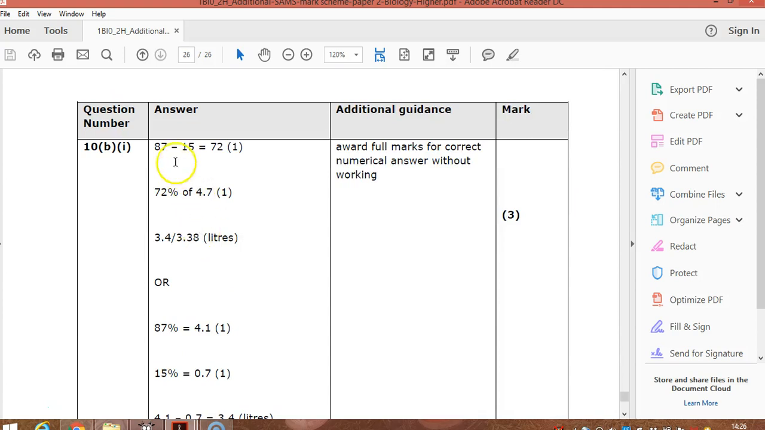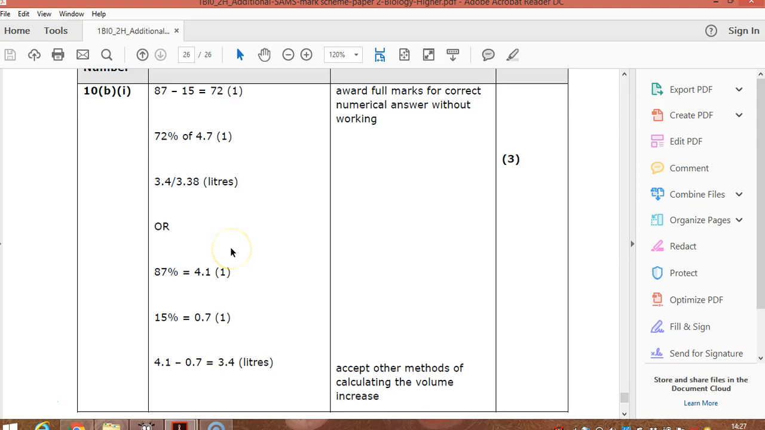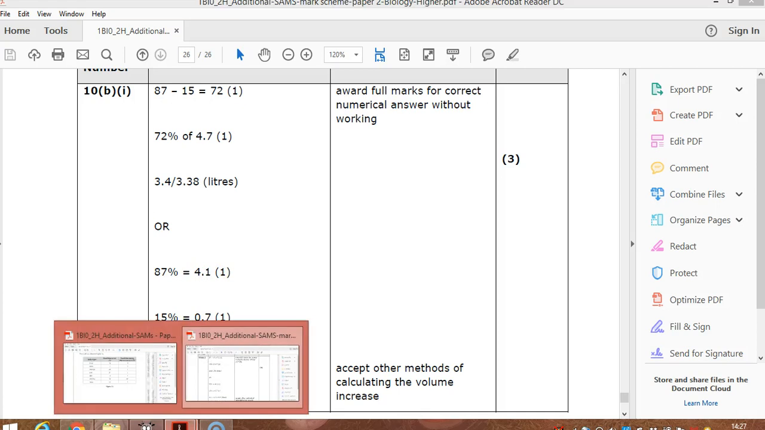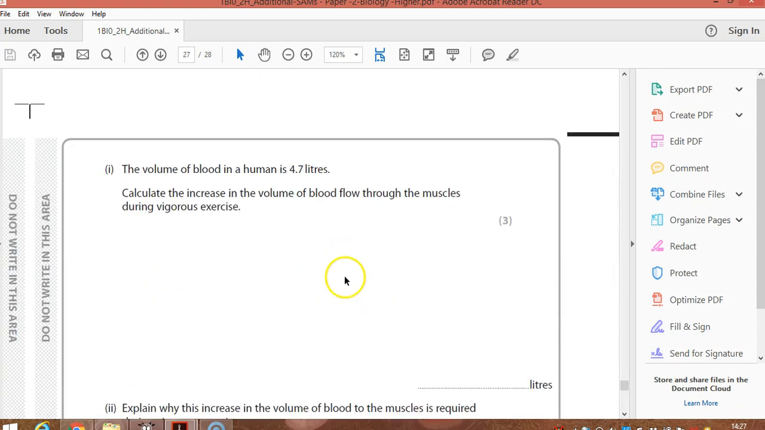So, this is another percentage change. 87 minus 15 is 72%. You do 72% of 4.7. So it's either 3.4 or 3.38 litres, depending on your significant figures. Or you could work out 87% and 15% and take them away. Your significant figures, well, there's either 2 or 1, so go with 2, I guess. That's why they said to give them to 2 significant figures, so 2 significant figures would be the most appropriate.